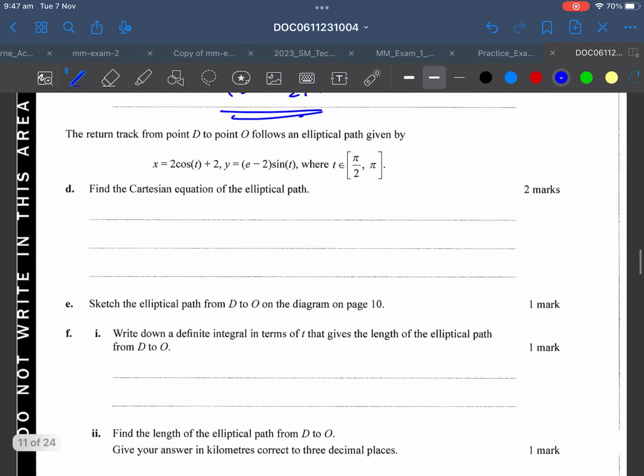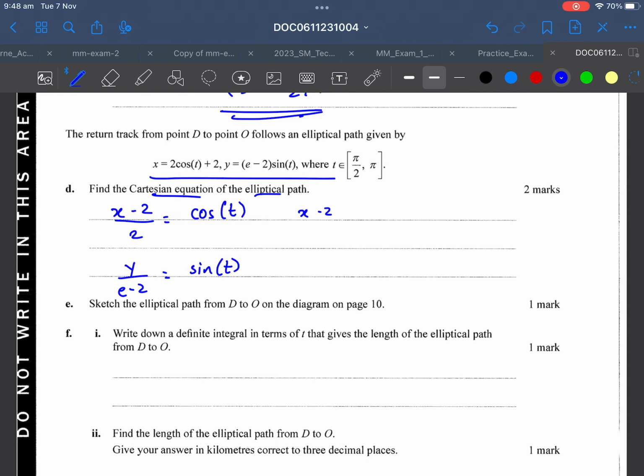Done. The return track from point D to point O follows an elliptical path given by these parametric equations over here. We have to find the Cartesian equation of the elliptical path. Okay, so (x minus 2) on 2 equals cosine of t, and y on (e minus 2) equals sine of t. So we can say that ((x minus 2) on 2) whole squared plus (y on (e minus 2)) whole squared equals 1, right? So that's our Cartesian equation.